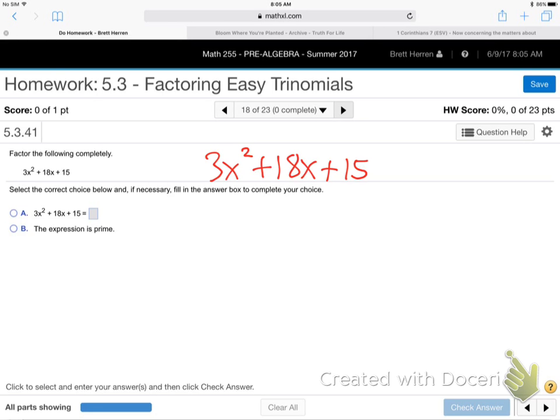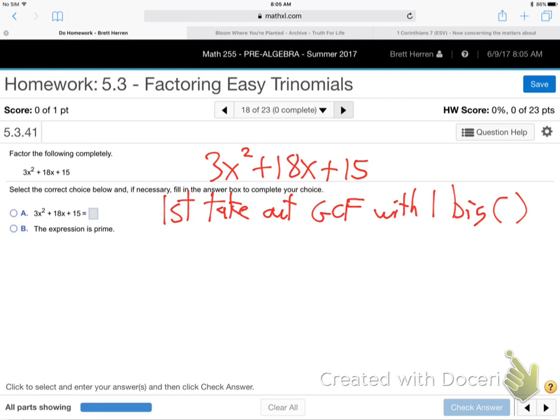So first, let me write it here. First, take out the GCF with one big parenthesis. So the first step is to do what we did yesterday. Remember what we did yesterday? We'd look at the three terms. I'm not going to write multiply, add, or think about the two parentheses. That's coming in a minute. First, do what we did yesterday.